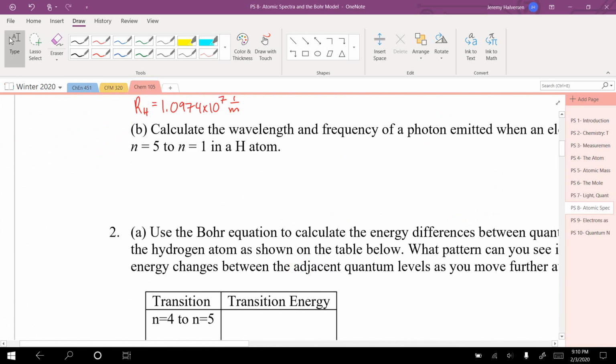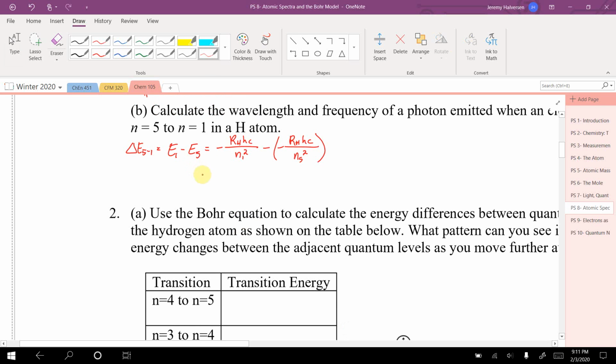So if I want to go from 5 to 1, I would just say the change in energy from 5 to 1 is going to be energy of 1 minus energy of 5, which is going to be negative R_H hc over 1 squared minus negative R_H hc over 5 squared. And I'm actually going to replace these 5's with just n for a second, because I'm going to show how this equation can simplify. We have all of these constants that exist in both terms, and so we can pull those out.